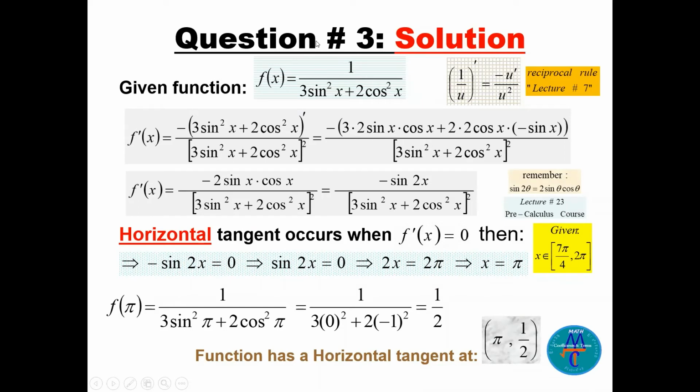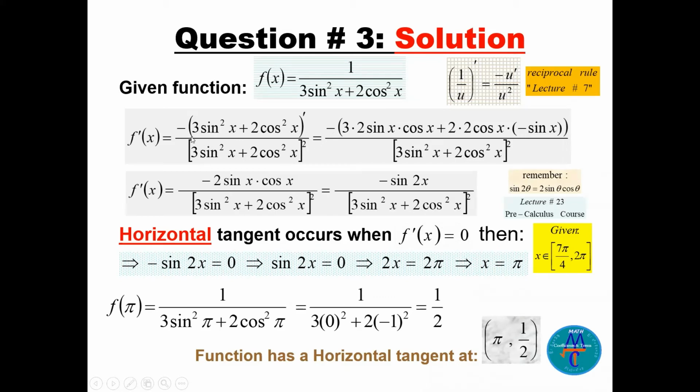Now for the solution of question number 3, we look at the function. It looks like 1 over u, where all this is u. So we remember the reciprocal rule. The derivative of 1 over u becomes minus u prime over u squared. Remember that from lecture number 7. So there is a minus in the formula, and all this is prime. So we have to find the derivative of all this u divided by all this squared.